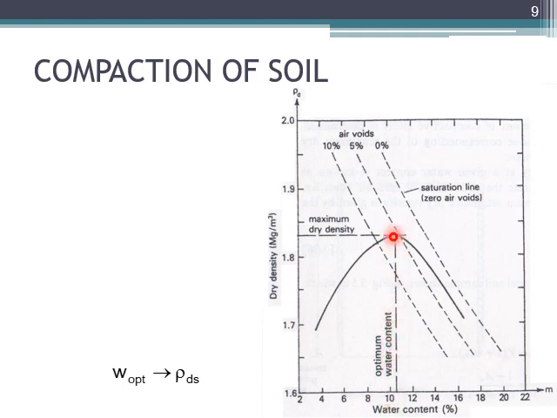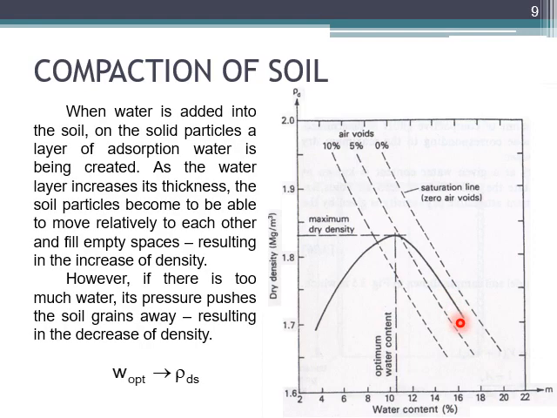Why is it happening so? Initially, the increase of the water content results in the increase of the dry density. But from some point on, the further increase of the water content will lead to the decrease of the dry density. The explanation is given here.